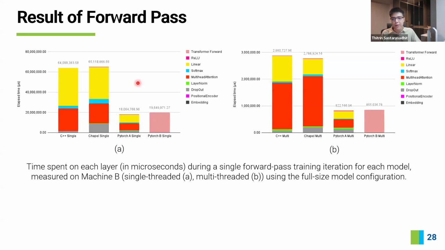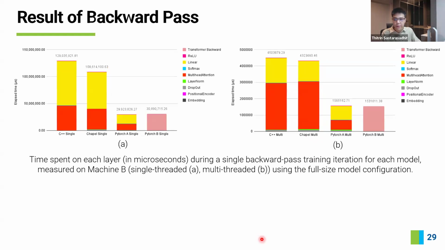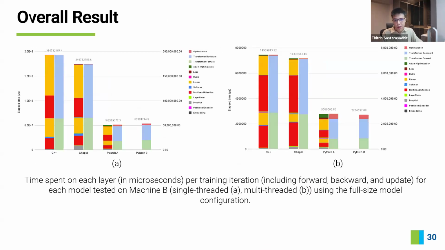And here's the result, the forward pass. In this situation, Chapel managed to be a little bit faster than C++ because it had a faster linear layer, but it still suffers from the dropout layer here. As you can see, the gray area is quite big. And for the backward pass, Chapel is relatively almost the same, a little bit faster than C++ in this case because it has a faster linear layer.